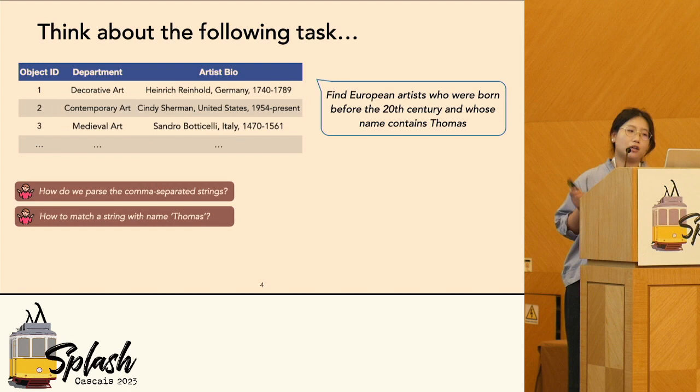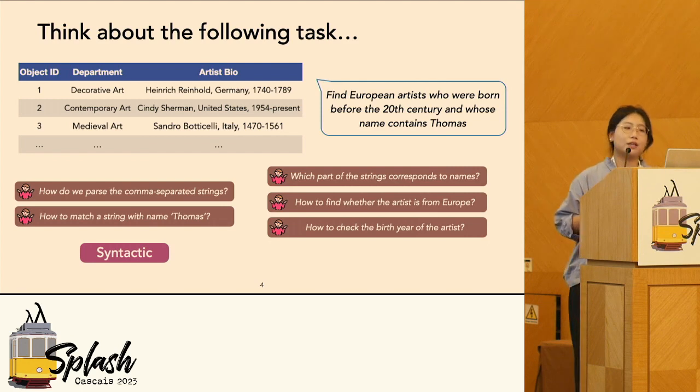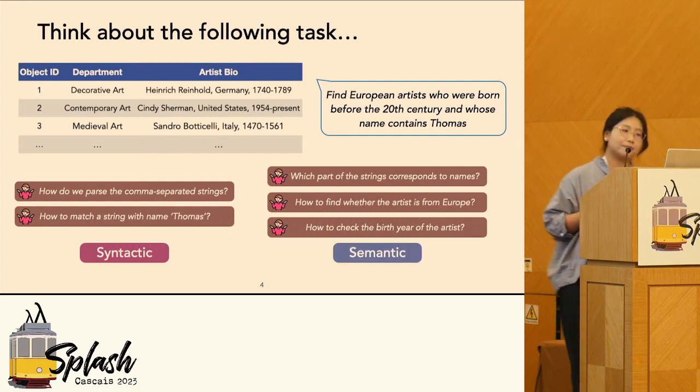First of all, we need to think about how we parse the comma separated string, because clearly this query is talking about the artist's bio column here. We also want to think about how we match a string with the name Thomas. I call these syntactic constraints. On the other side, we also have to think about which part of the string corresponds to the name, how to find whether an artist is from Europe, and how to check the birth year of an artist. I call these semantic constraints.